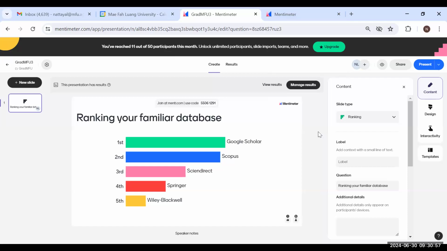Oh, Google Scholar turned to be the first one now, followed by Scopus, and the third one turned to be ScienceDirect, fourth one Springer, and Wiley Blackwell. Wow, it sounds like you guys know and are familiar with your field already. You can start with Google Scholar or ScienceDirect or Scopus, Springer, and Wiley Blackwell. Let's see what differences we can see across the fields from the ones that we have just started with.